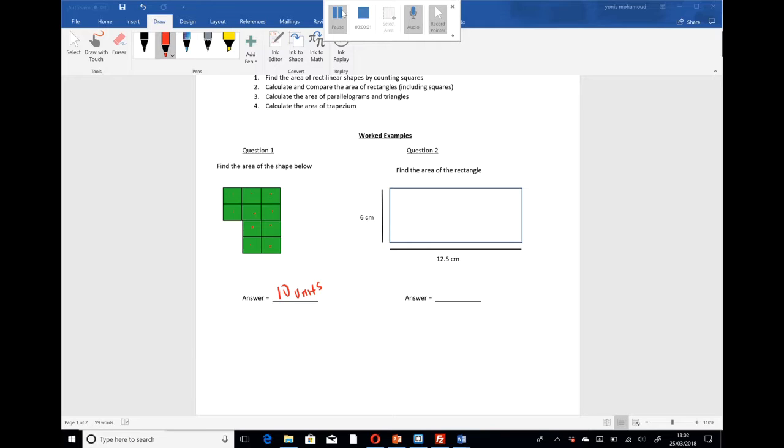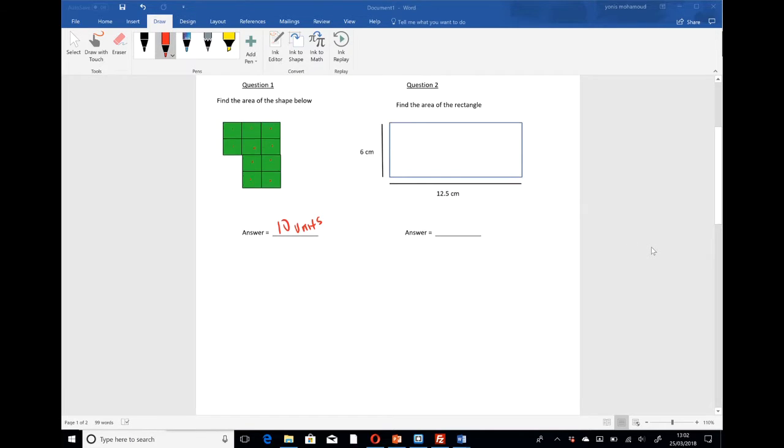Okay, so let's go over question 2. Question 2 asks, find the area of the rectangle. Similar to question 1, we're going to have to find the amount of space inside of the shape. This time we don't have any squares to count, so we're going to have to use a formula to work out the area of the rectangle. The area of a rectangle, so you should memorize this, is equal to length times the width.